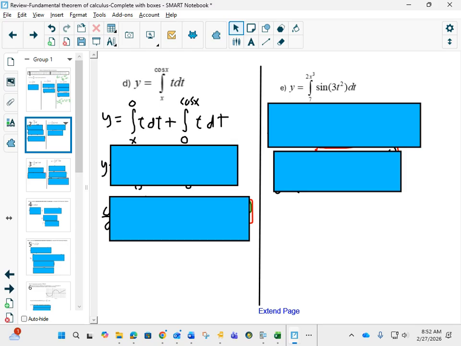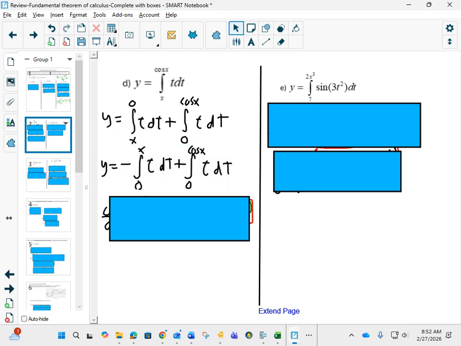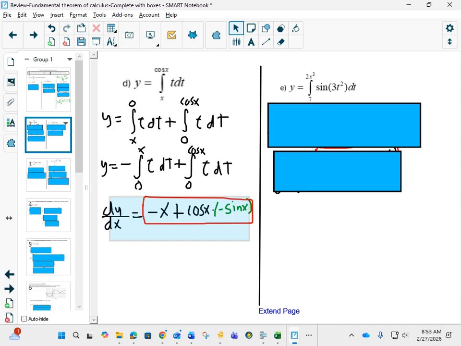This one has our x on the top with a function, so we're going to have to use the chain rule. This one has the x on the bottom, so we're going to have to use our properties, say, I can put it negative and switch those from bottom to top. My derivative then will be the derivative of the first one, which is just x and then a negative in front. Derivative of the second one will just be cos x, but then you have to do the chain rule and multiply by a negative sin x.